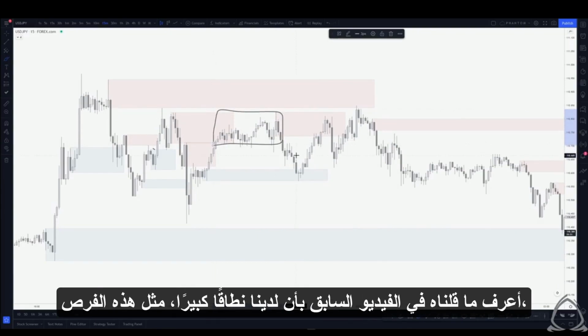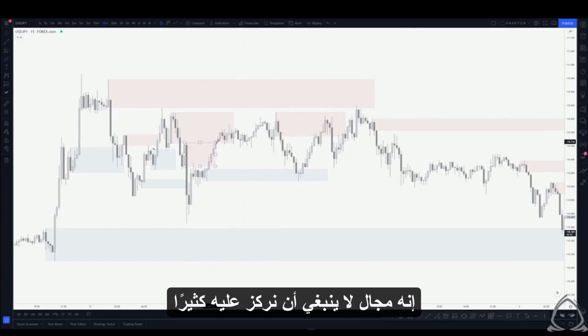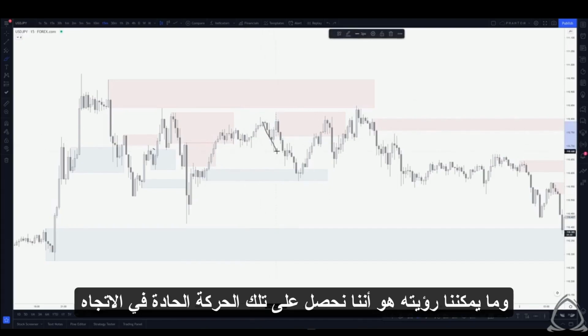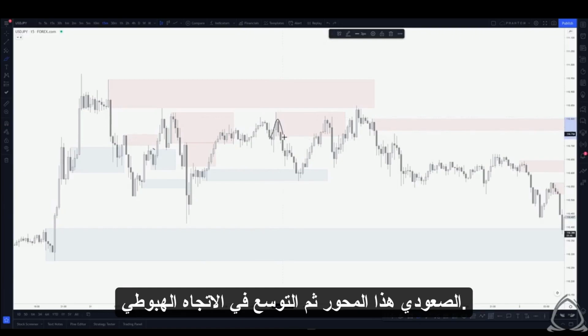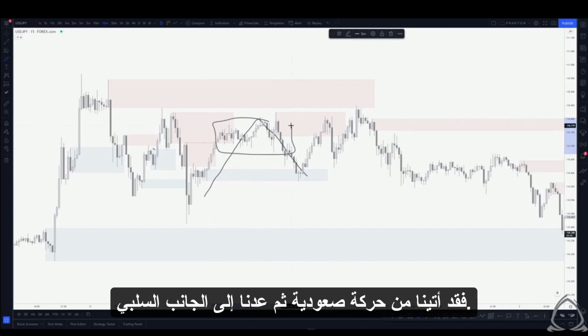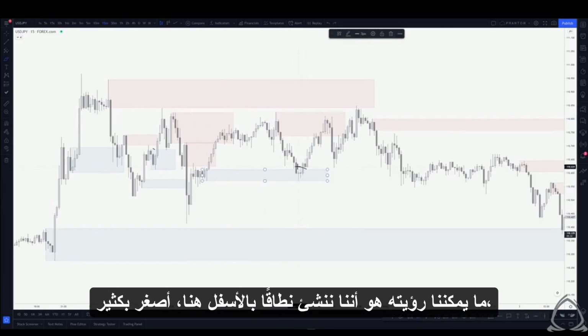I know what we said in the previous video, that if we have a large range like this, chances are if we go up a time frame, this would be a tighter range, or more specifically, it's an area that we shouldn't focus on too much or look to refine in other ways. And what we can see is we do get that sharp move to the upside, this pivot, and then an expansion to the downside. And as we can see, if we just draw it quite easily, we have come from an up move and then we've come back to the downside. So this is a reversal model.